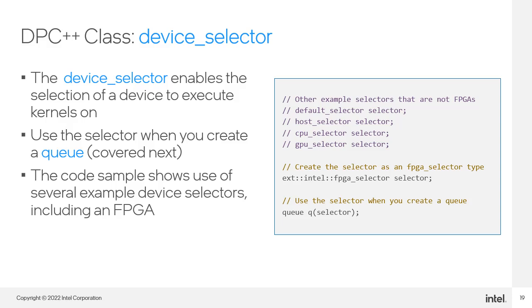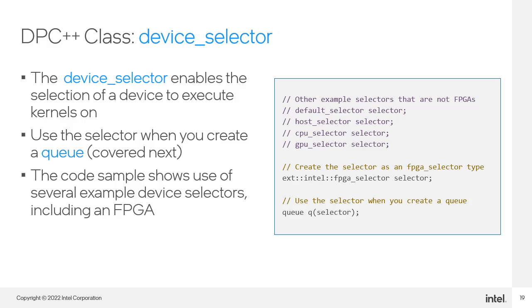DPC++ also has a device selector class. This class enables selection of a device to execute kernels on. You can select a device of choice by using the selector construct described in the code snippet. You can also use the default selector, and the default device available will be used for acceleration. We use the device selector when we create a queue, as shown in the example snippet. See how we have selected the FPGA as the device for acceleration in the code snippet using the construct ext::intel::fpga selector.